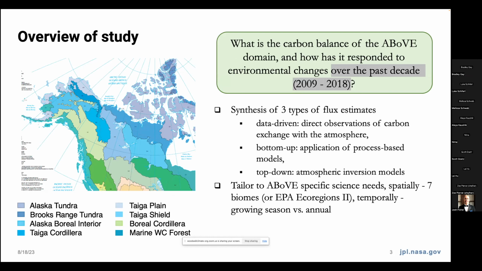So the original study, when we started off, we had a very simple question that we had formulated, which was: what is the carbon balance of the above domain and how has that responded to environmental change over the past decade? We focused on a 10-year period between 2009 to 2018. No real good reason for doing this other than the fact that I wanted to use top-down inversions that used a lot of the satellite data. And since the main satellite era that we have for CO2 at least starts from 2009 when the GOSAT satellite launched, I just started the clock from there.